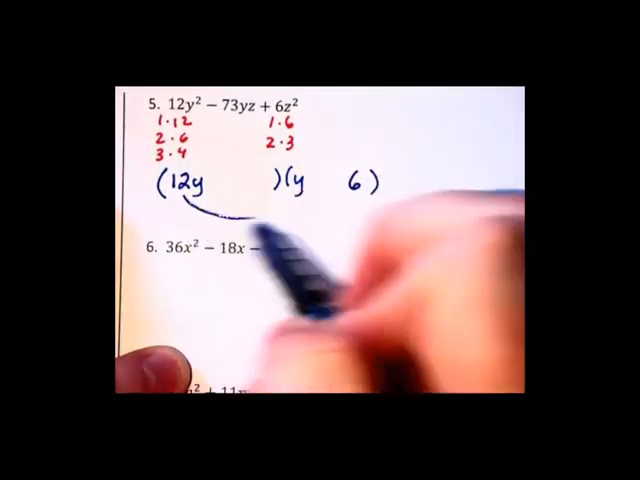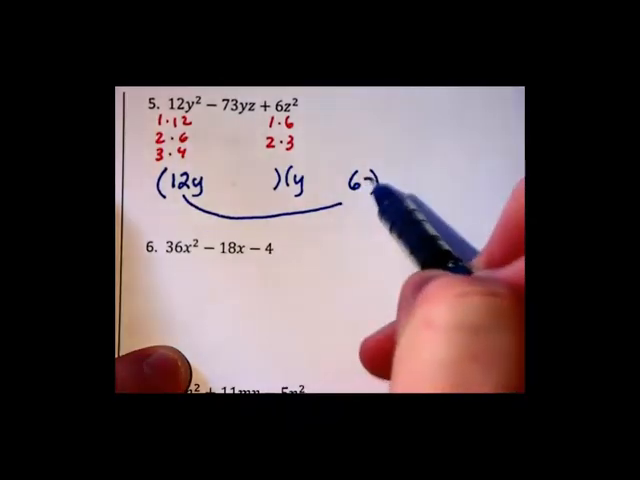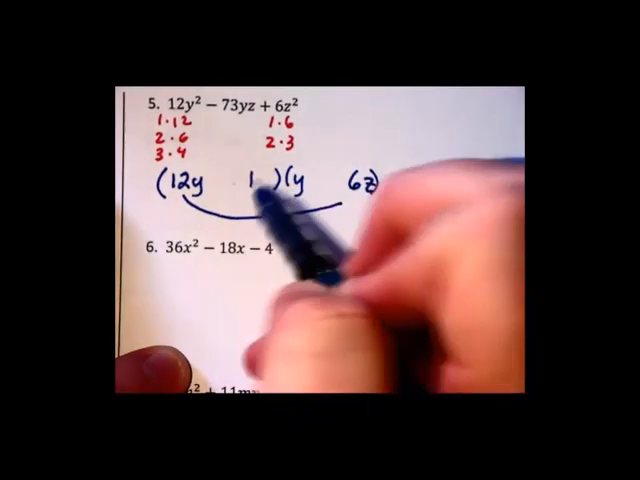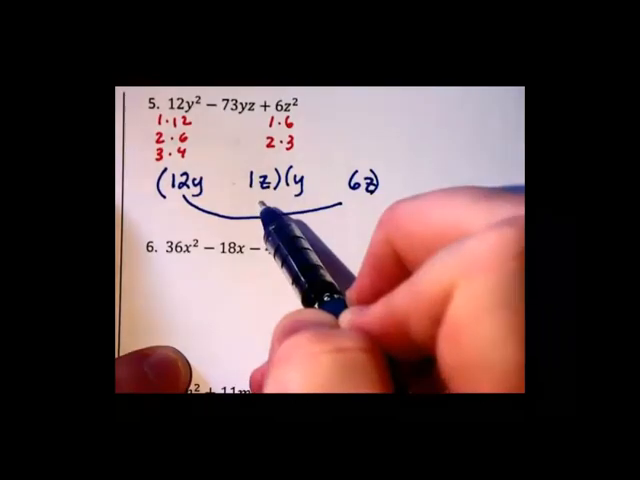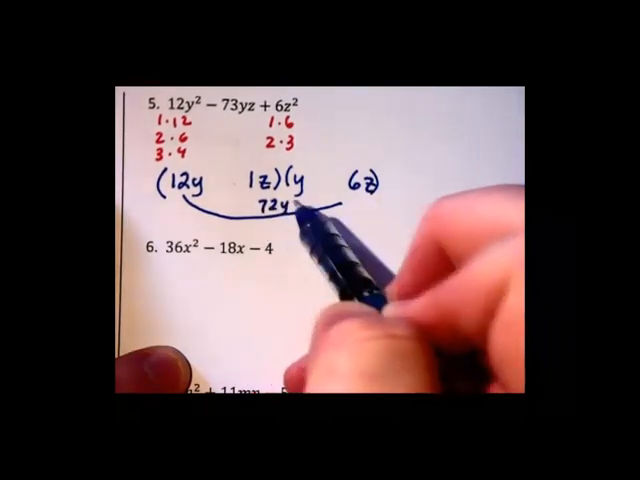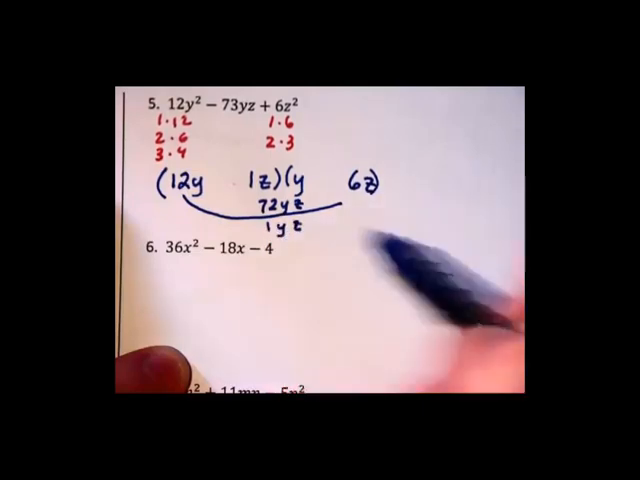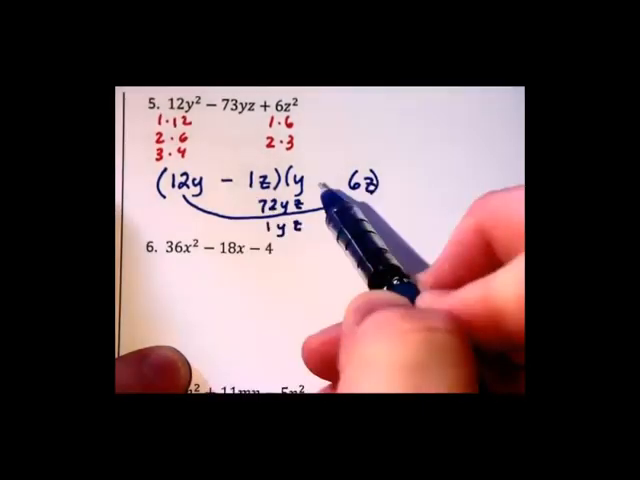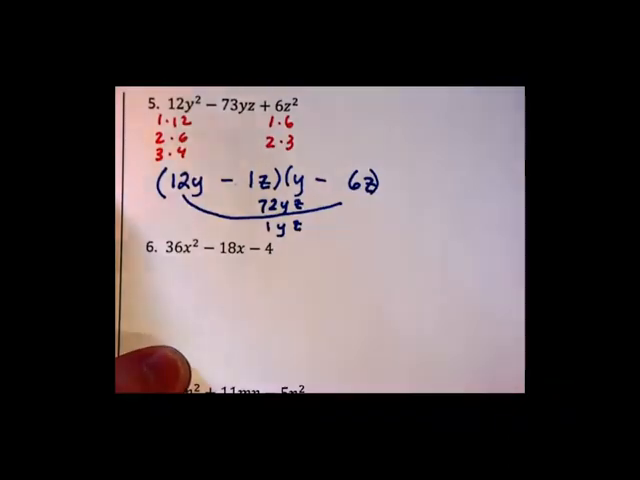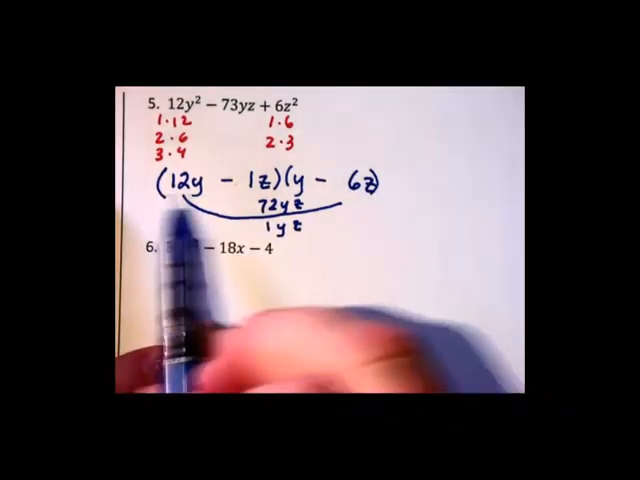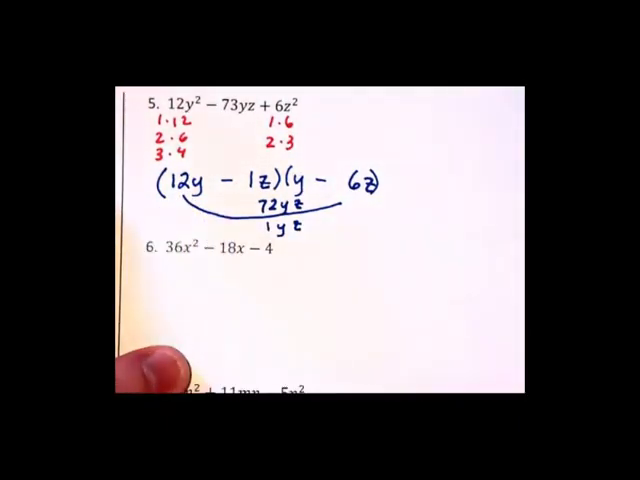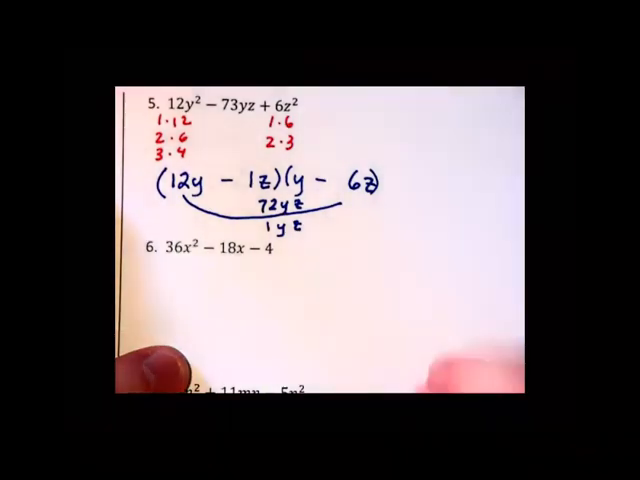That way on the outer edge, and that really needs to be a 6z with a 1z, that's going to give me the 72yz on the outer, and then we're going to have the 1yz on the inner, and if they're both negative, there we have it. I don't need to write the 1. 12y minus z would have been enough, but it helped us for this problem.